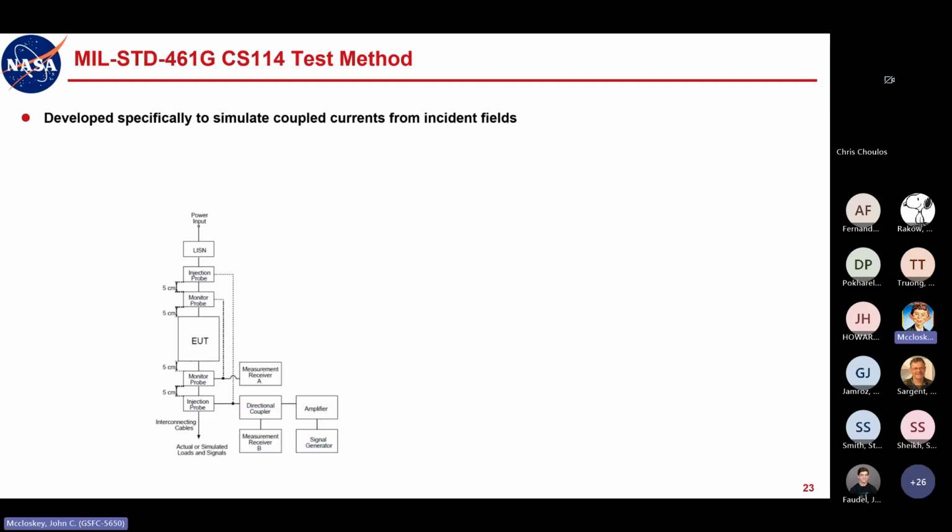So that covers the basics of field to wire coupling, just the physics of how potentials and currents are induced in cables from an incident field, whether that's an incident plane wave or cable to cable crosstalk. So now we have this test method, CS114, to directly simulate that coupling. And so any questions about the basic physics before we plunge into the test method?